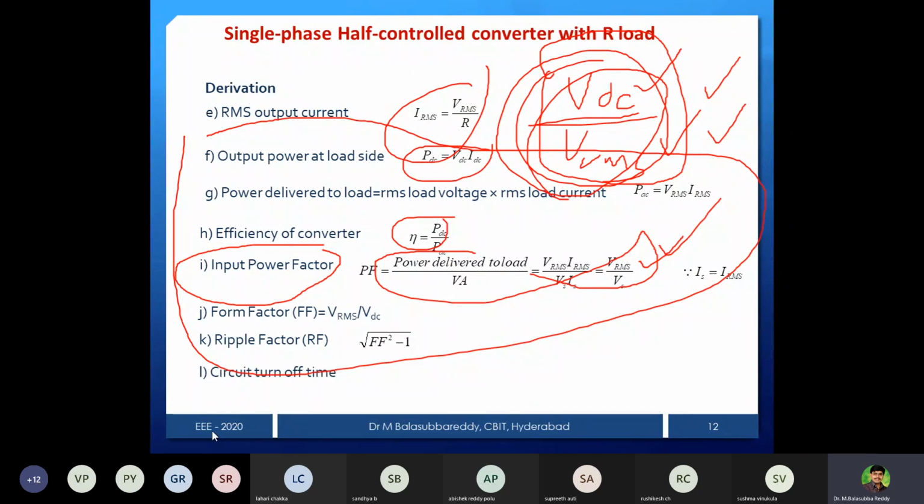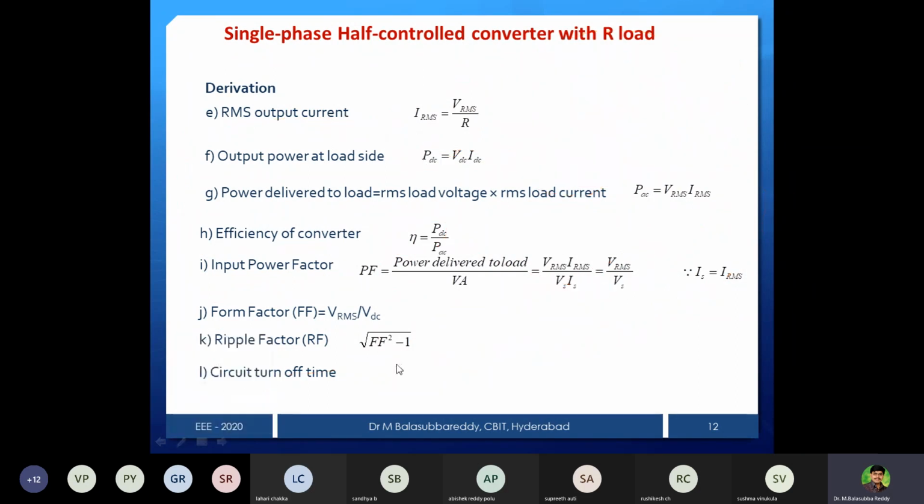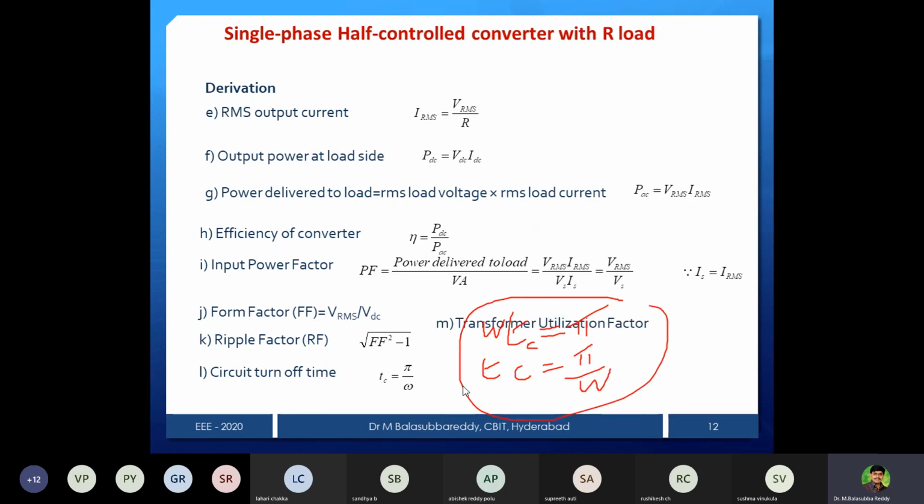And then circuit turn off time, when the device is going to be turned off. So that will be omega Tc is equal to pi, because it is natural commutation, that too with R load. At omega t equal to pi, the device is going to be turned off. That's why we represent t is equal to Tc, then Tc is equal to pi by omega. This is the circuit turn off time.